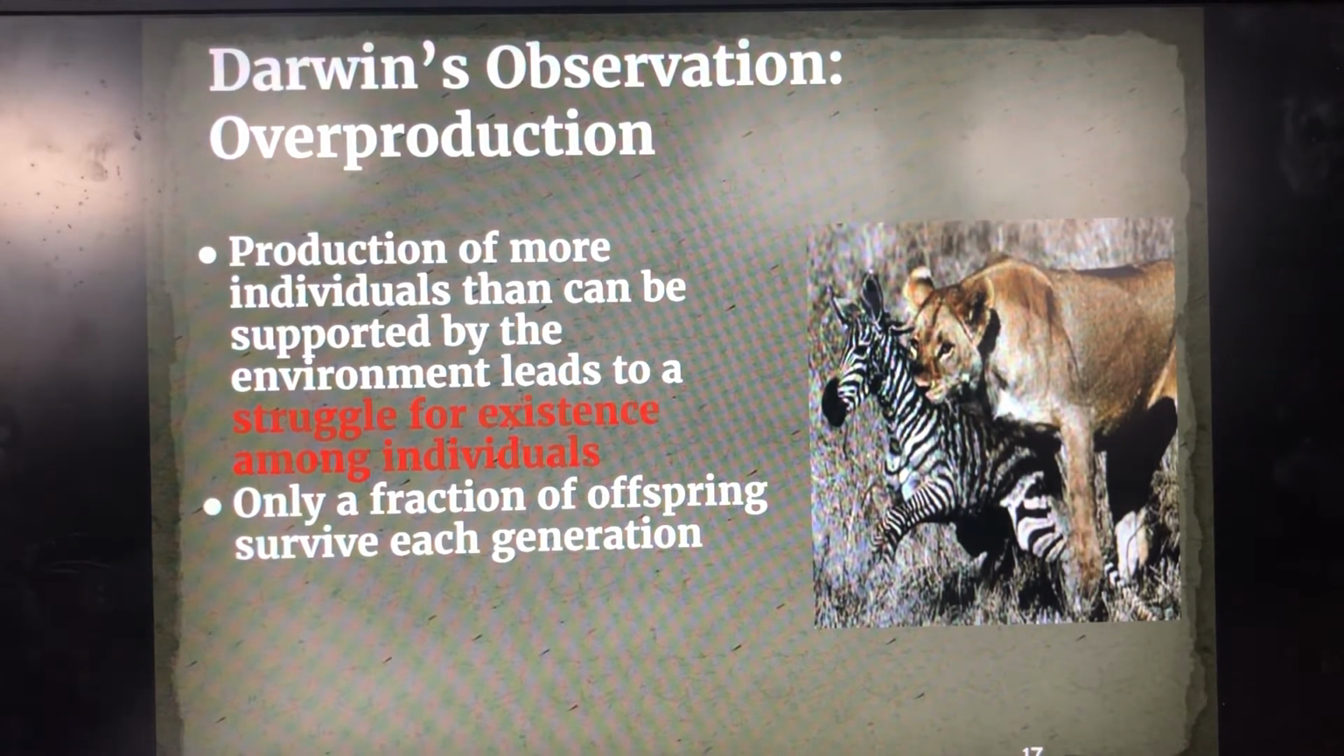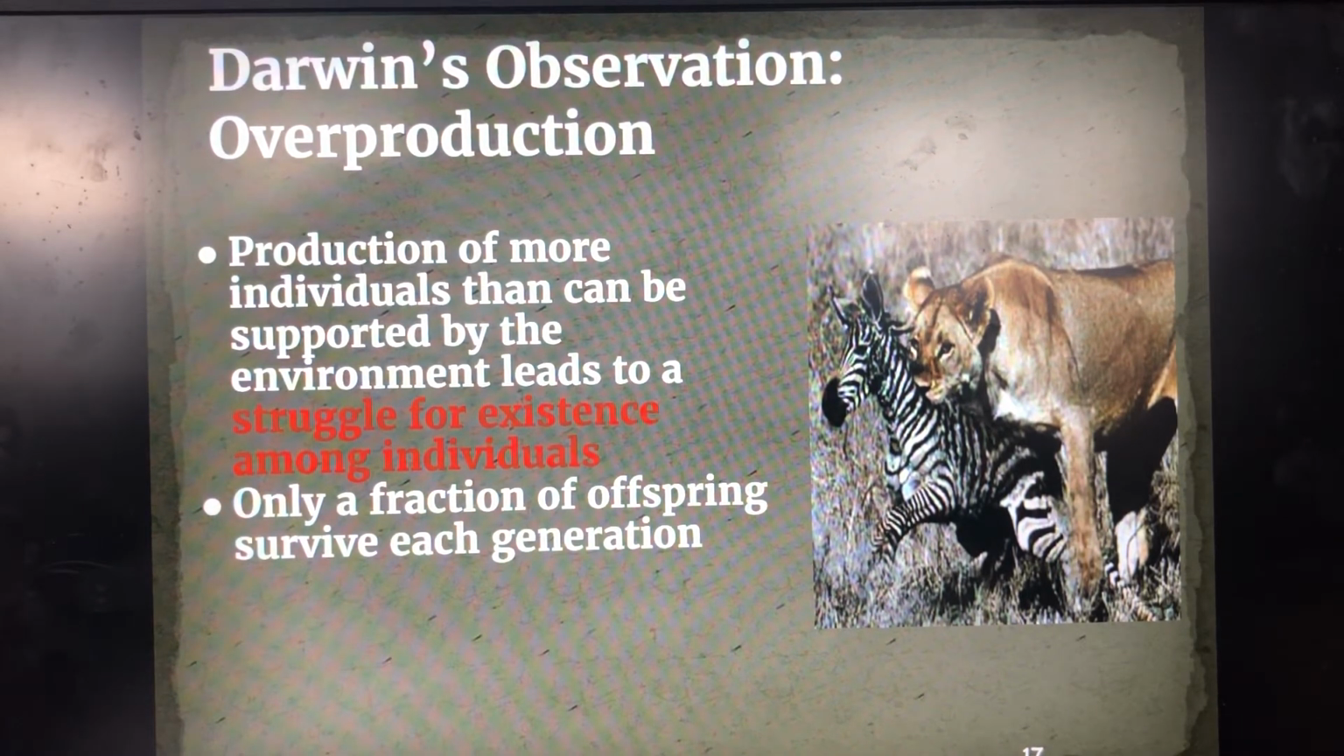Okay. So basically this overproduction makes it so that there's more individuals than can survive. So we have to do something about that. And there's a struggle for existence. And only a fraction of the offspring are going to actually make it to each generation.